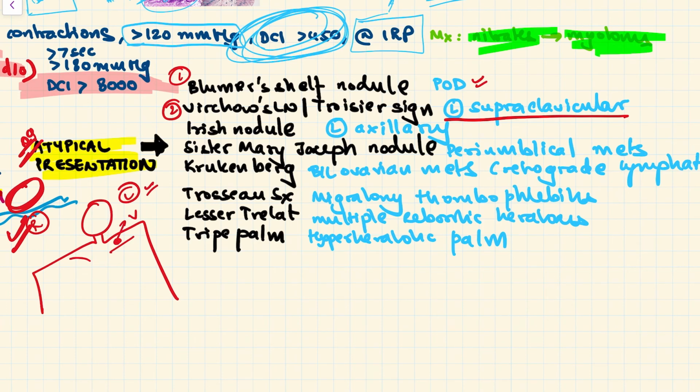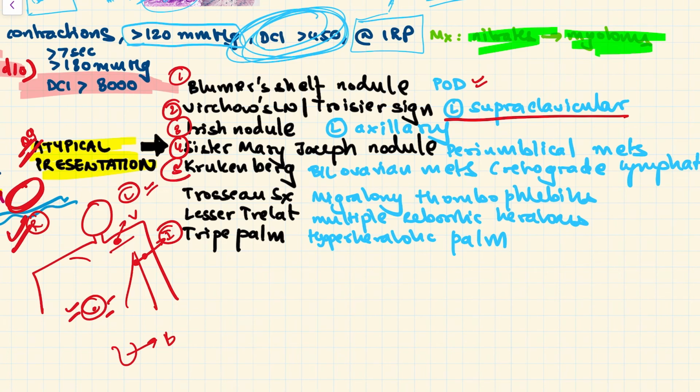Then the lymph node in the pouch of Douglas, it will be Blumer's shelf, right? Third is the Irish nodule, which is left axillary. Okay, this is left axillary. This is Irish. Then Sister Mary Joseph nodule, it is in the periumbilical region, right? Sister Mary Joseph was a nurse who first pointed out to the doctor that the patients with the gastric cancer always have a node in the periumbilical region, so this node is named after her.